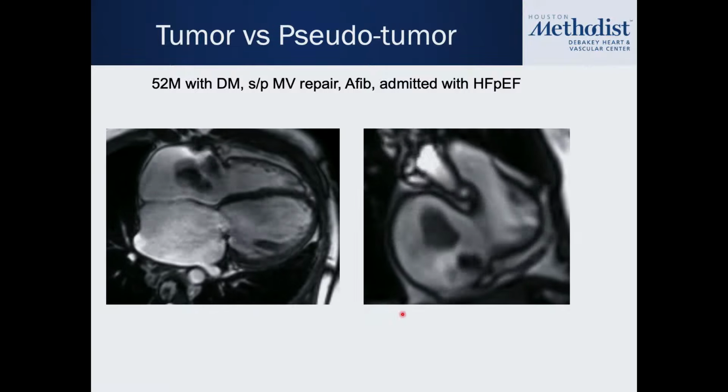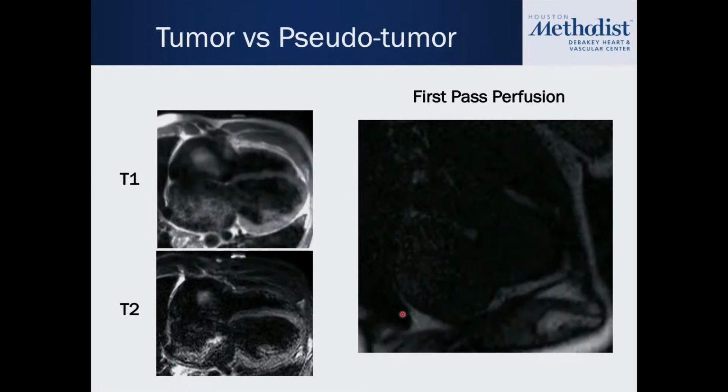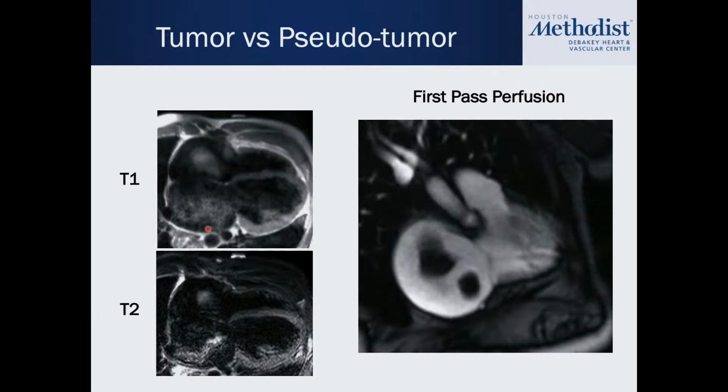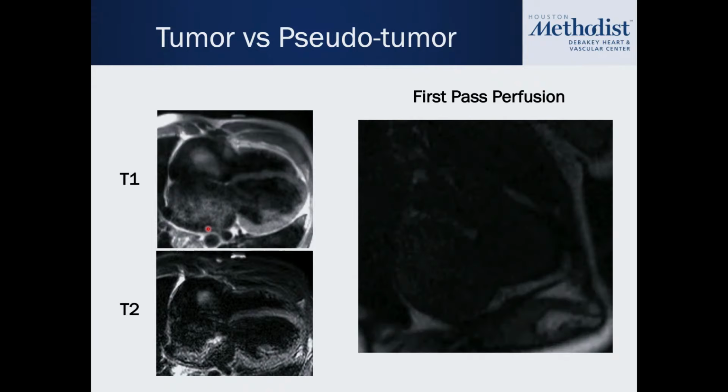So you see these two floating masses in the right atrium, someone with AFib. On the T1 and T2, there is slightly higher signal. This is expected sometimes in usually acute thrombi that can have a high water content. And then on the first pass perfusion, it's dark. Obviously, the contrast does not go in.